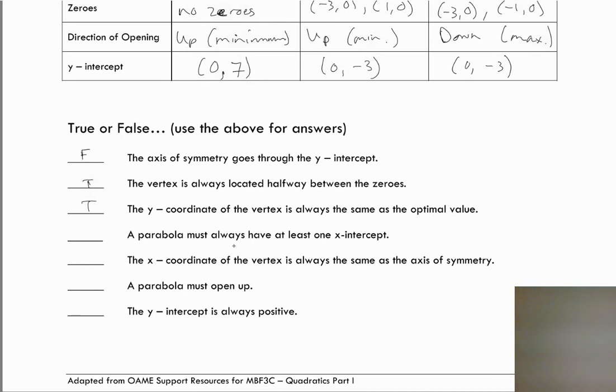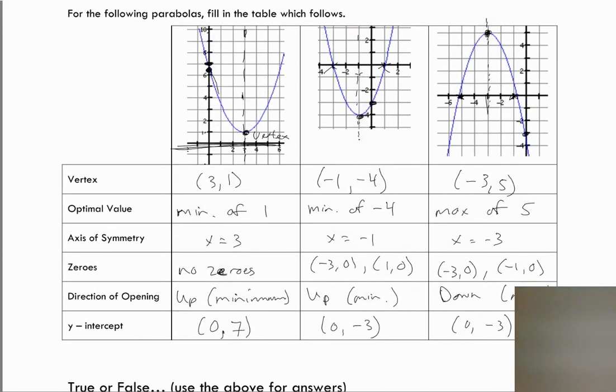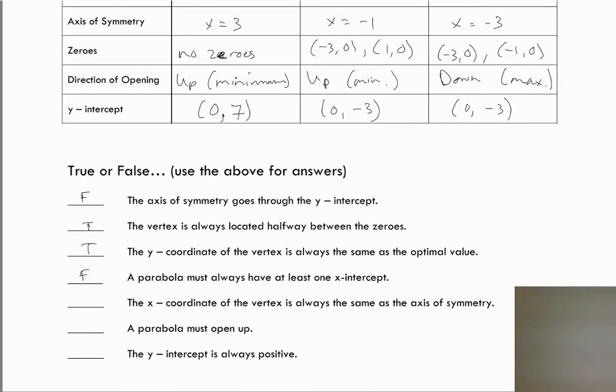The parabola must always have at least one x-intercept. False. We had one of these. Look at this, that never touched. So it's not always the case. Sometimes you have one, like if you had a vertex that just touched the line, that's just one x-intercept. But anyway, we didn't have an example like that.